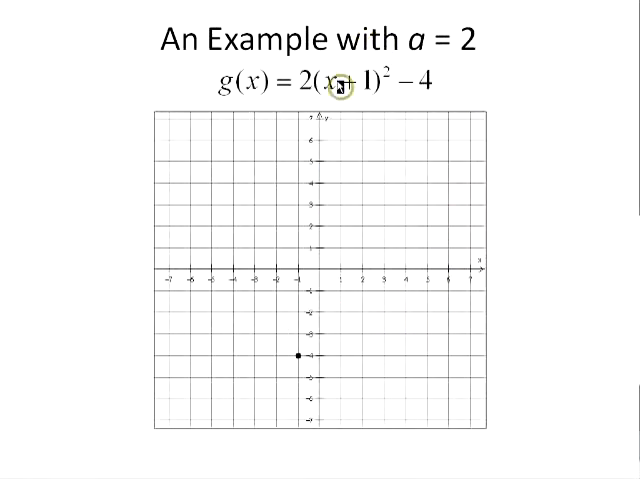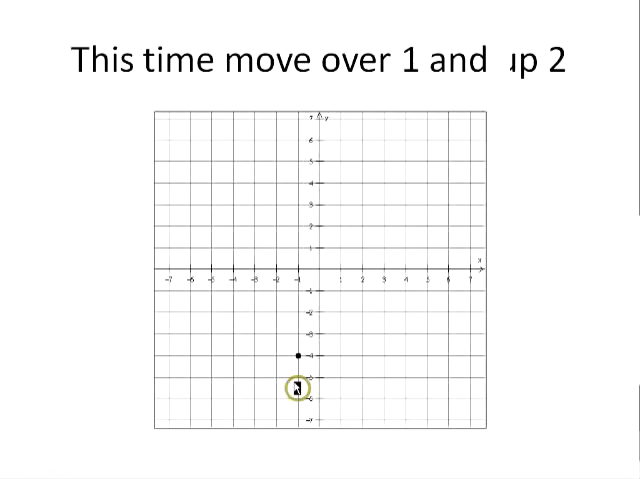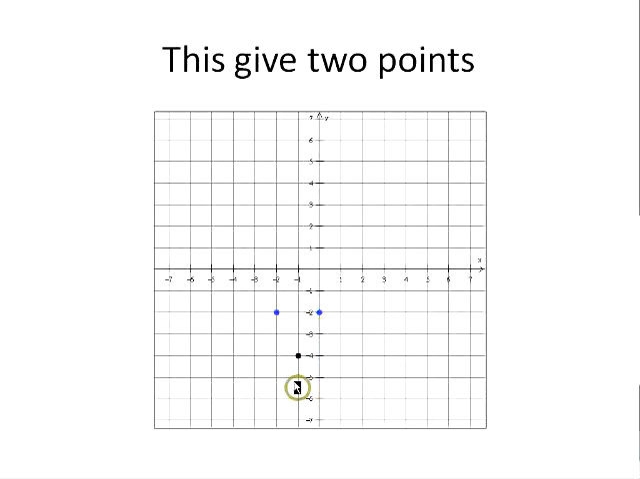Let's consider another example. In this particular example, the A number is 2. This is going to change the steepness of the curve by a factor of 2. If we look at this function, we see that the vertex is going to be at the opposite of 1, or negative 1, minus 4. So we start out with our vertex here at the point negative 1, negative 4. This time, if we move over 1, we're going to go up 2. We can also go to the left 1 and up 2, giving us 2 more points on the parabola.